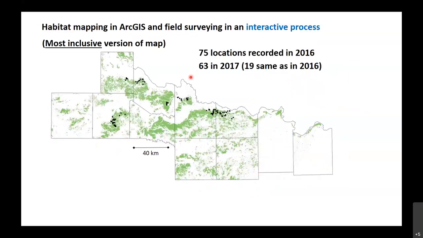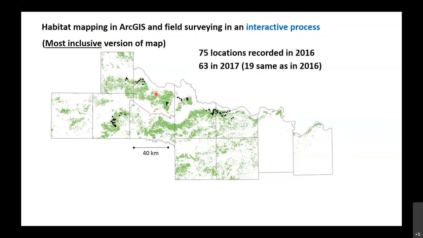Okay, so here's where we found them. 75 locations in 2016, and then another 63 in 2017, and 19 of those 63 were essentially the same locations as the 75 in the previous year.